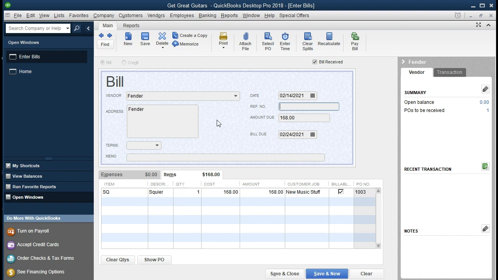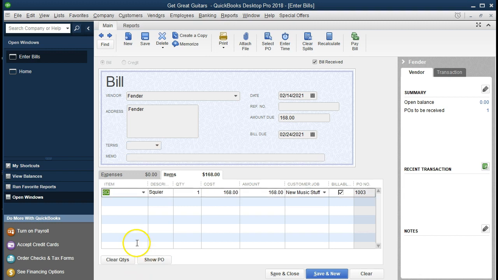Tab, we're not going to include the reference number or any reference number. The amount should be pulled from the purchase order, that 168 being pulled from the purchase order. We're going to keep the bill due date at the 2/24. The terms, we're going to keep the terms and leave the terms, no memo.